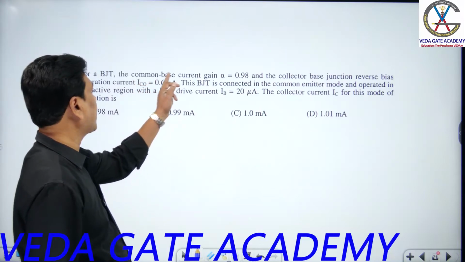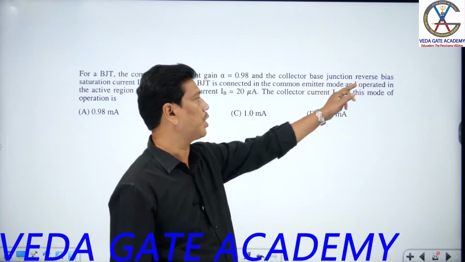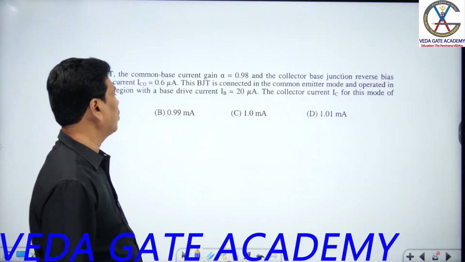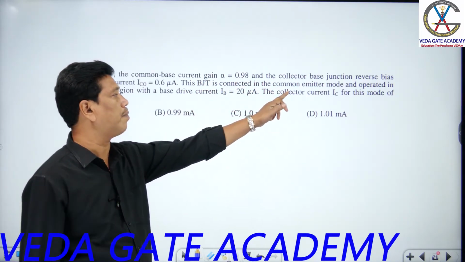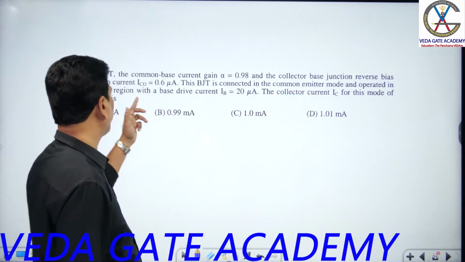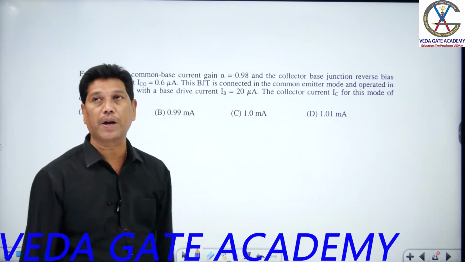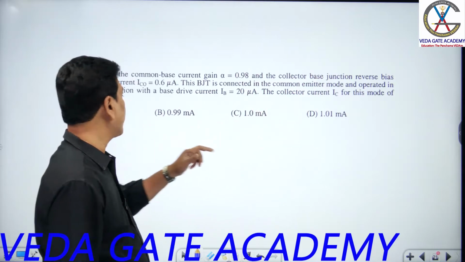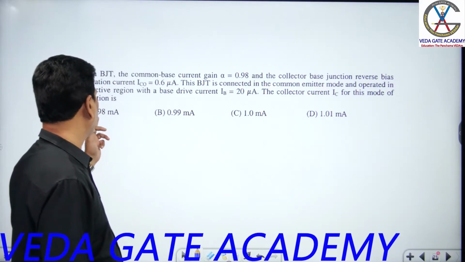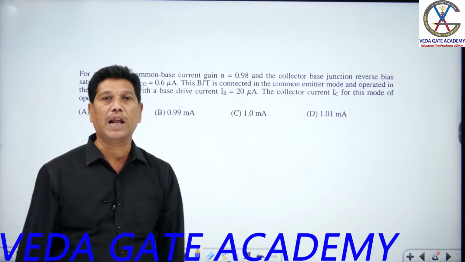For a BJT, the common base current gain alpha equals 0.98 and the collector base junction reverse bias saturation current IC0 equals 0.6 microamps. This BJT is connected in common emitter mode and operated in active region with base drive current IB equal to 20 microamperes. What is the collector current IC for this mode of operation? Options given: 0.98 milliampere, 0.99 milliampere, 1.0 milliampere, 1.01 milliampere.